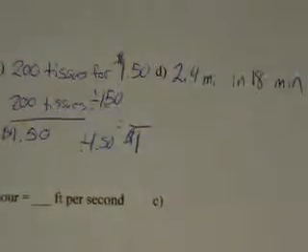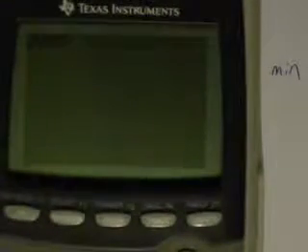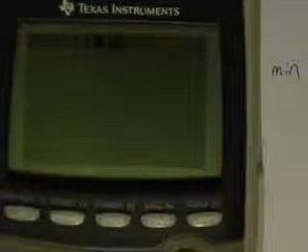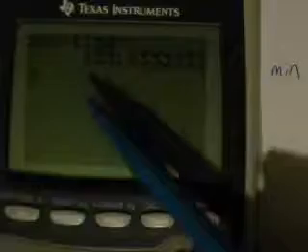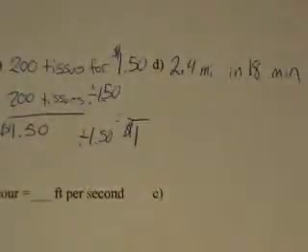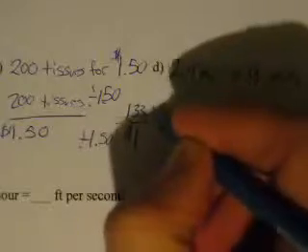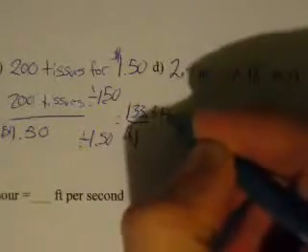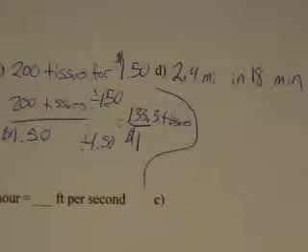And up top, what am I going to get? Well, take your calculator, punch in 200 divided by 1.50 equals, we got 133.3. So for $1, you're going to get 133.3 tissues. Make sure you include your units.